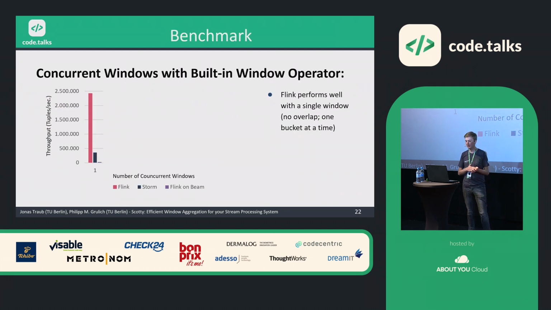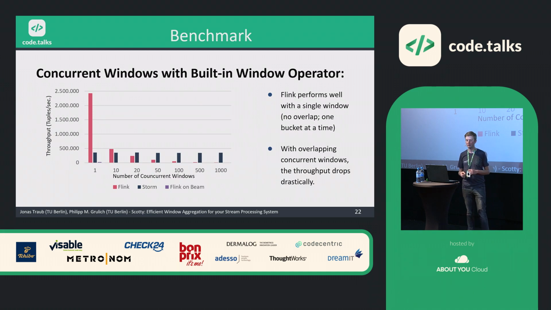So let's look at some benchmark examples. Here we scale the number of concurrent windows for a sliding window, and basically scale the overlap in a sliding window. And what we see is that Flink outperforms Storm and Beam by quite a high factor and reaches around 2 million tuples a second. However, when we now increase this overlap, we see that the performance of Flink drastically drops. Only the performance of Storm is constant because it uses a different implementation of the window operator. However, the throughput of Storm is also really low.